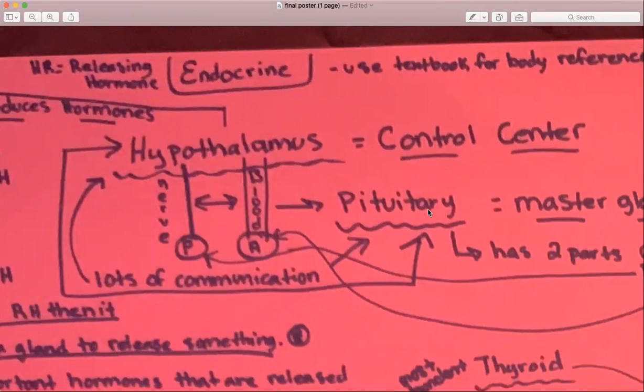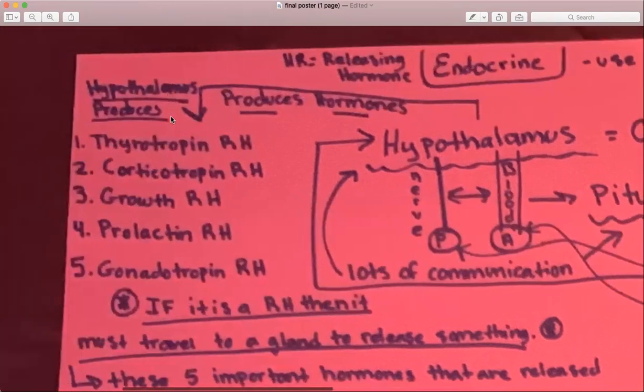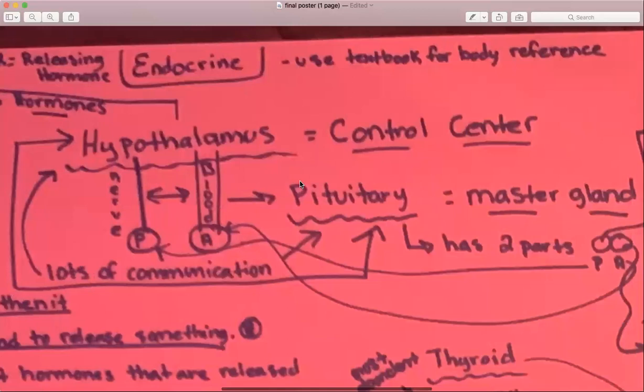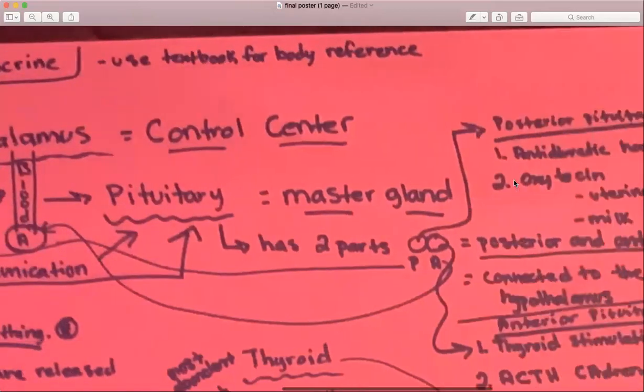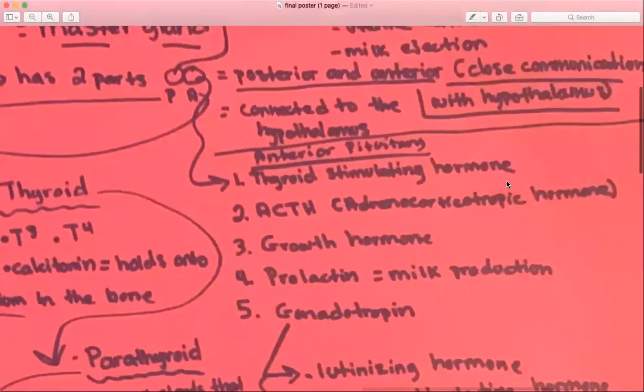And then the pituitary gland is the one telling the body to do this, that, and the other. I'm going to say that one more time. We have the hypothalamus, which is the control center, that has these 5 hormones that release into the pituitary gland, which is a master gland. It's the anterior pituitary. Remember, we have anterior and posterior.